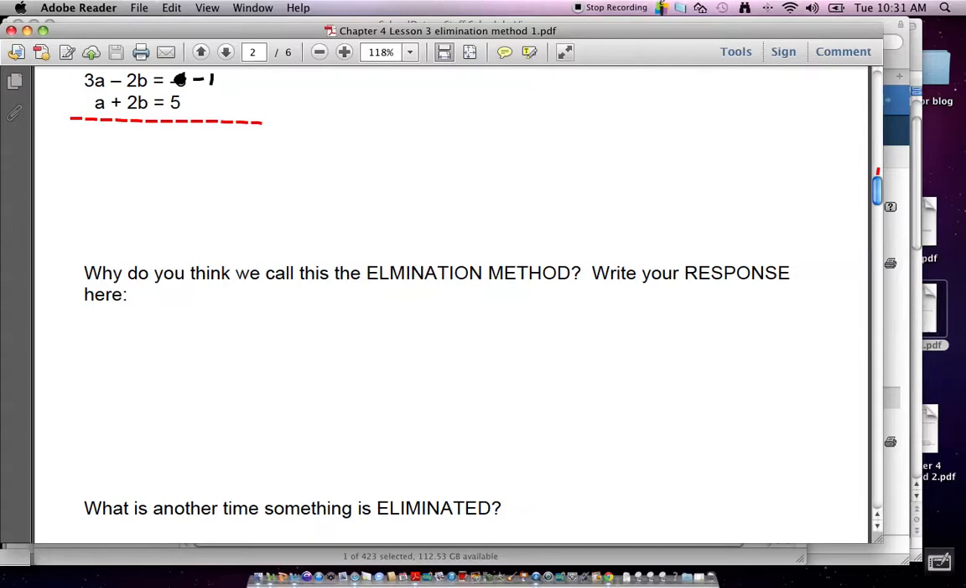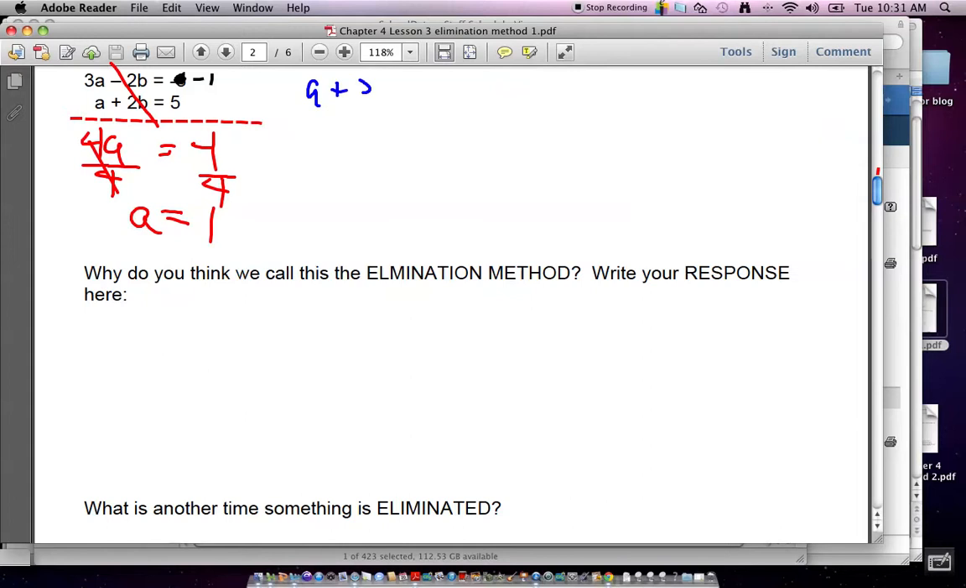What would 3A plus A add up to? 4A. Positive B, negative 2B, nothing. Negative 1 plus 5. What does it add up to? Positive 4. Divide by 4. A equals 1. So my first step is to find one of the variables. But the problem doesn't have only one variable in it. What does it have? It has 2 variables. So now I can use either equation. Which one is probably a little easier to use? Bottom one, because everything's positive.